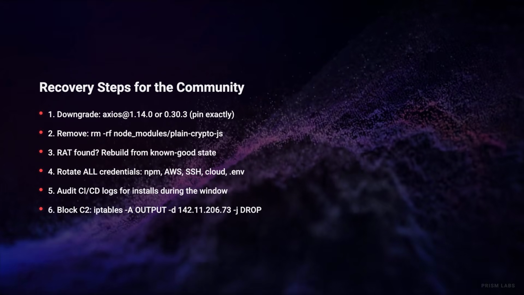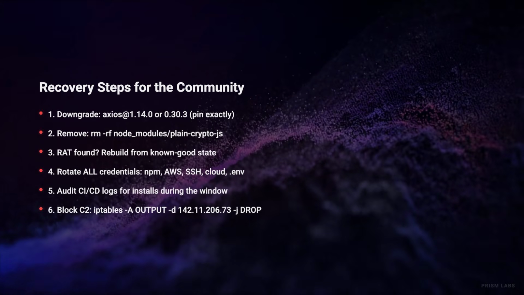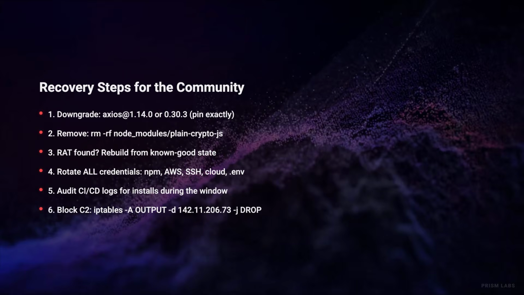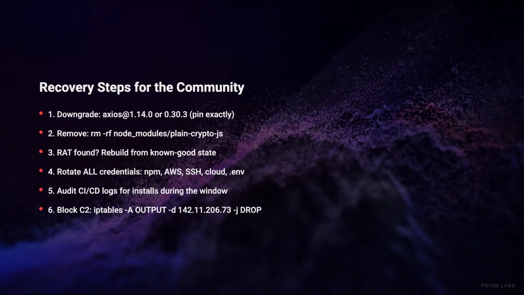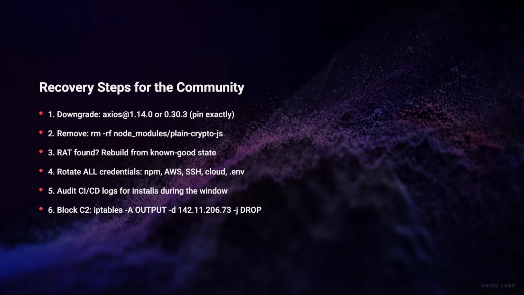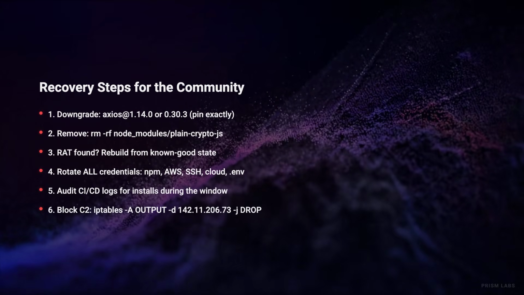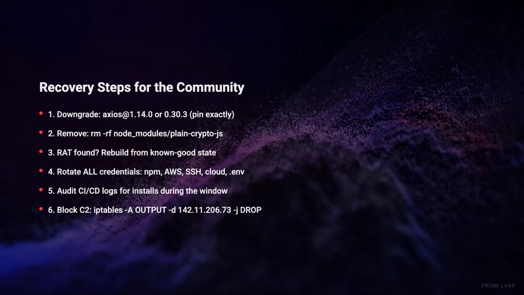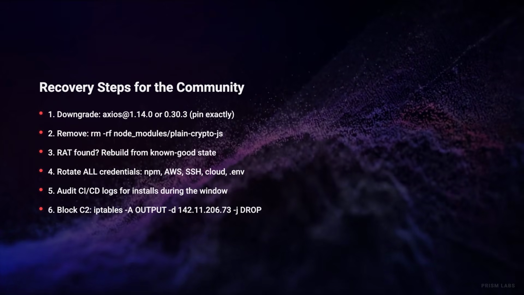Step 3. If you found any RAT artifacts on your system, the macOS binary, the Windows PowerShell copy, or the Linux Python script, do not attempt in-place cleanup. You must assume full system compromise. Wipe and rebuild from a known good state. There is no safe way to clean a machine with an active RAT.